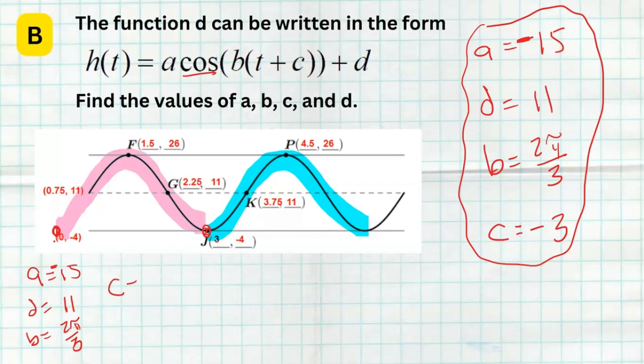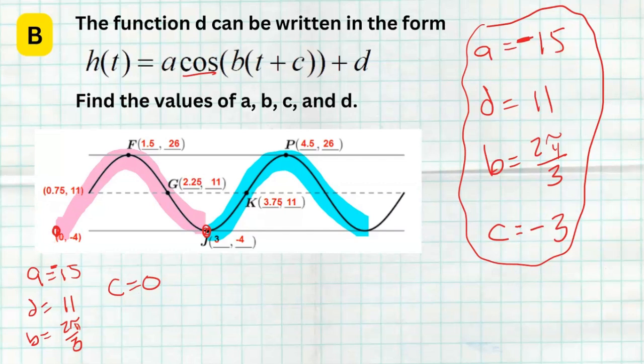But now my C value would be 0 because I'm starting at 0, and that's traditionally where cosine likes to start. And if you start at 0, you don't need a translation left or right at all. So that's a third possible outcome that you could have for this particular question and still get it fully correct.